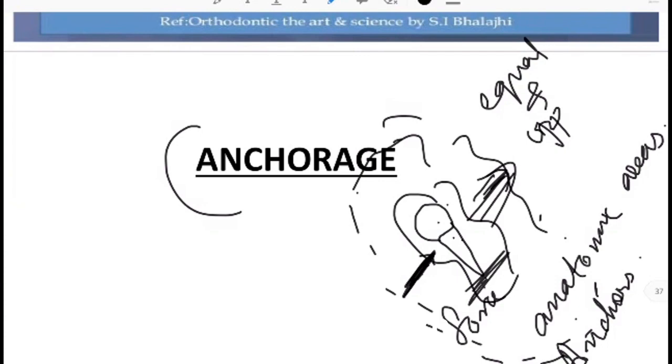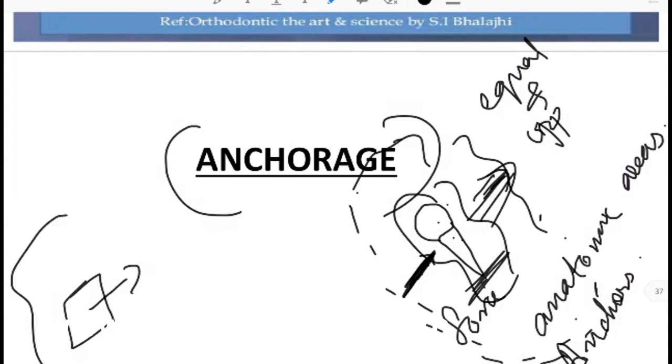Okay, I know it's a bit complicated. I will tell it again. The force that is used to move a teeth is derived from some anatomical areas. You want to move this particular thing to this place, so you need a force to move this. Definitely you need a force. So the force is coming from where? Some anatomical regions, and that you call as anchors.